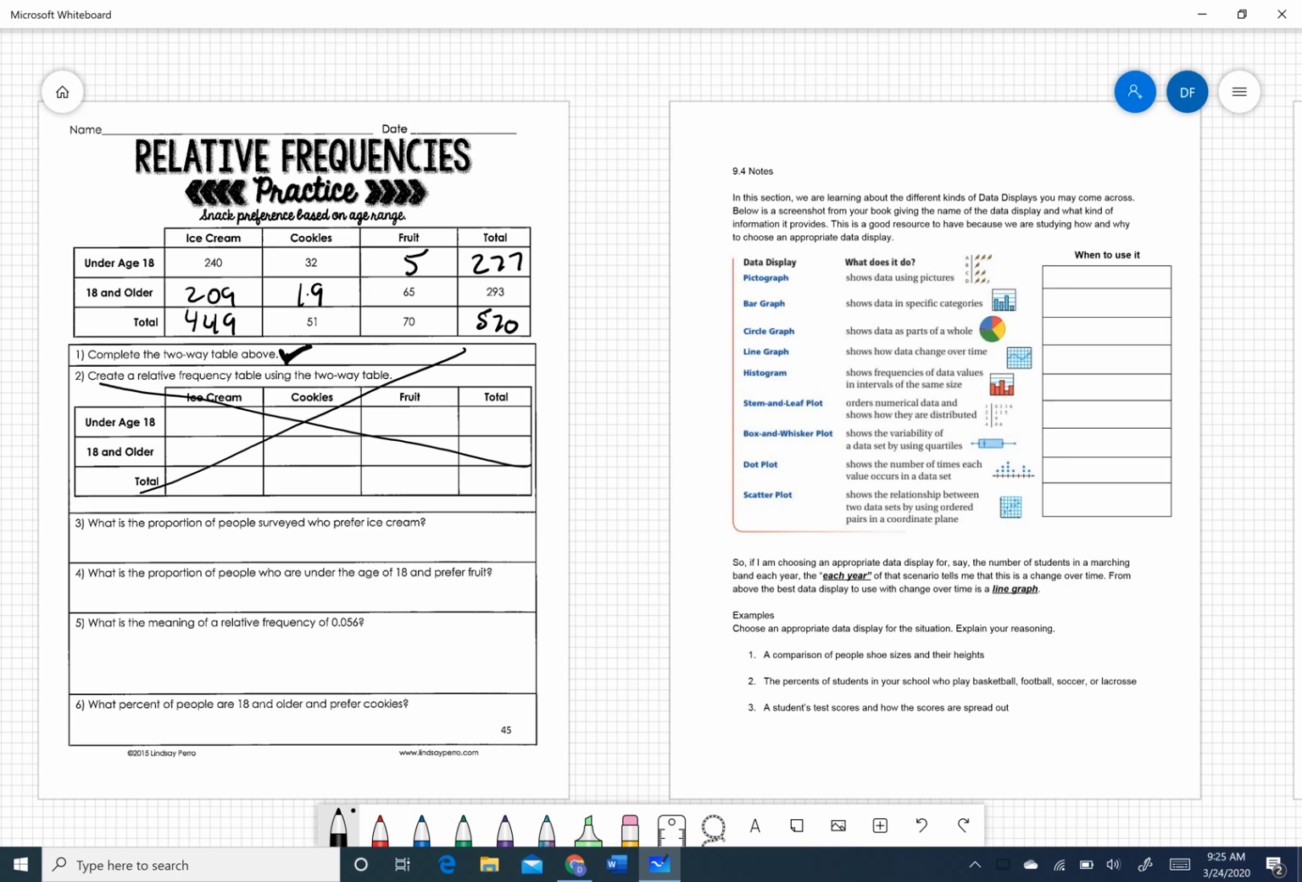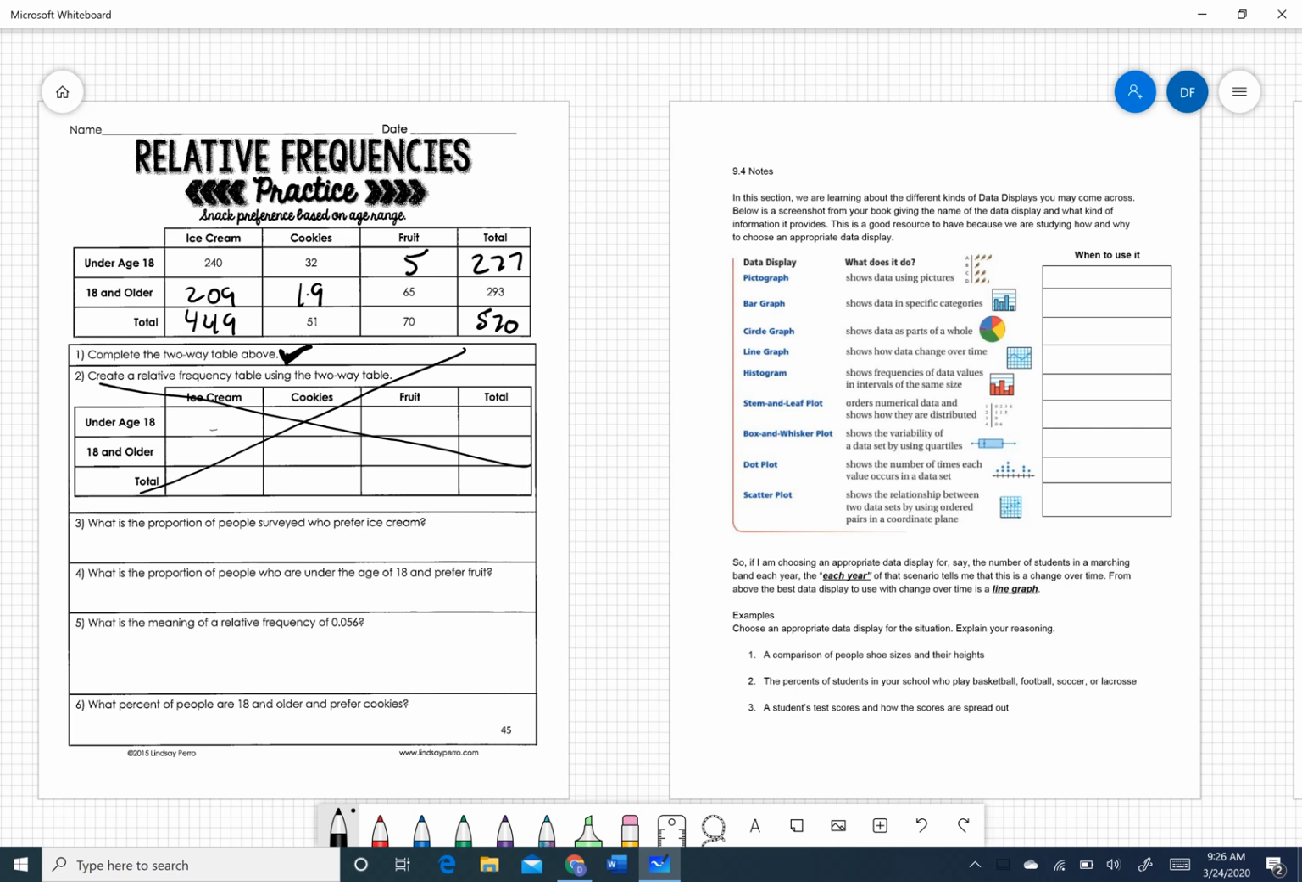Question two asked us to create a relative frequency table using the two-way table. A relative frequency table is basically just like a two-way table, except we're using the joint frequencies to find the percentages of each of these things that are occurring. We would use the joint frequency of, let's say, age 18 and likes ice cream, which is 240, and find out what the percentage of that compared to the total is, and put that in the table. So we're going to skip that part and just answer the questions.